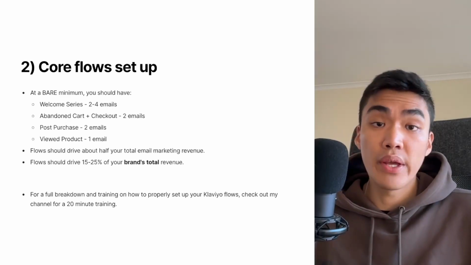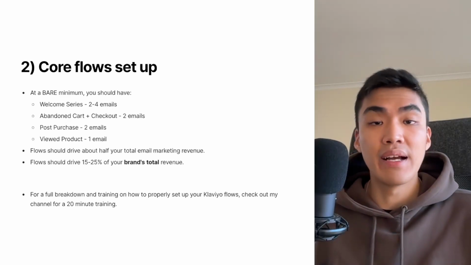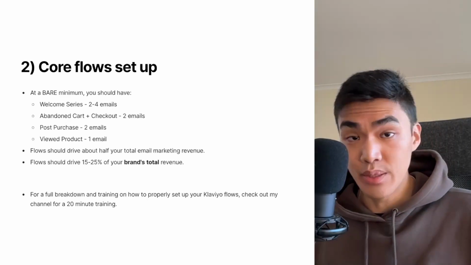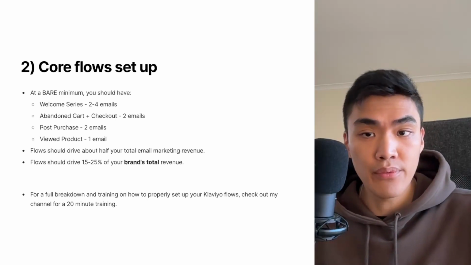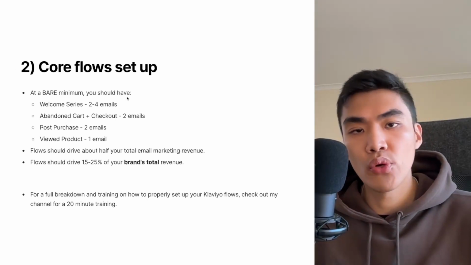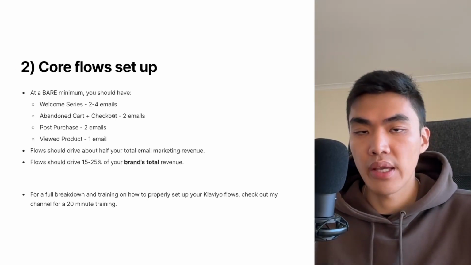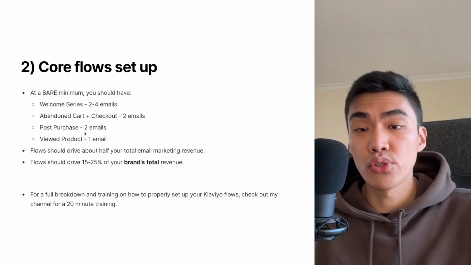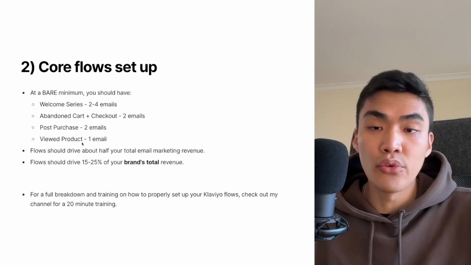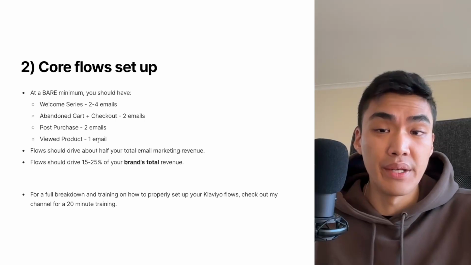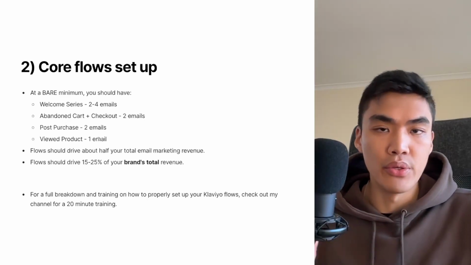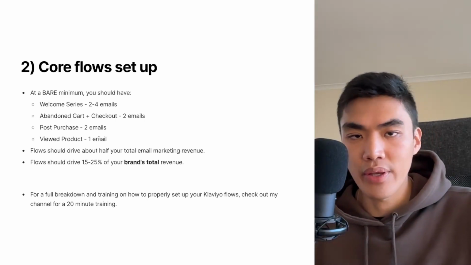Next, you want to make sure that your core flows are set up. Now, at a bare minimum, you should have a welcome series that's 2 to 4 emails long. Your abandoned cart, your abandoned checkout should be another 2 emails. Your post-purchase should be 2 emails, and then maybe you can have a viewed product flow at 1 email. Again, this is just a bare bones foundational core flow setup.